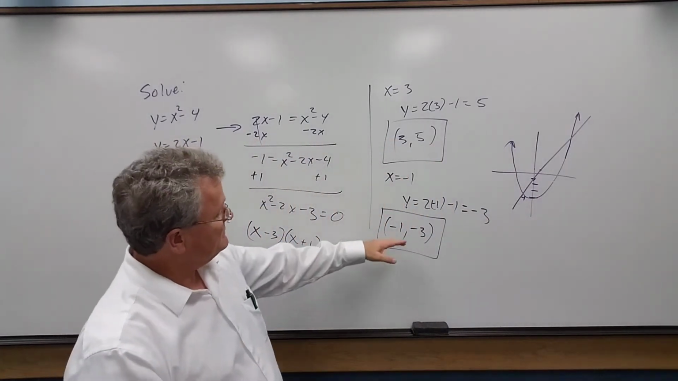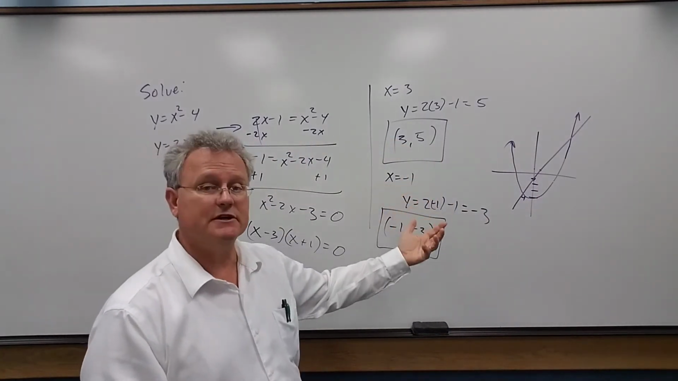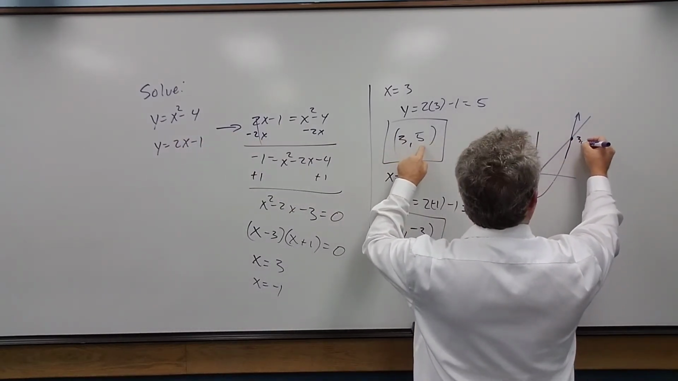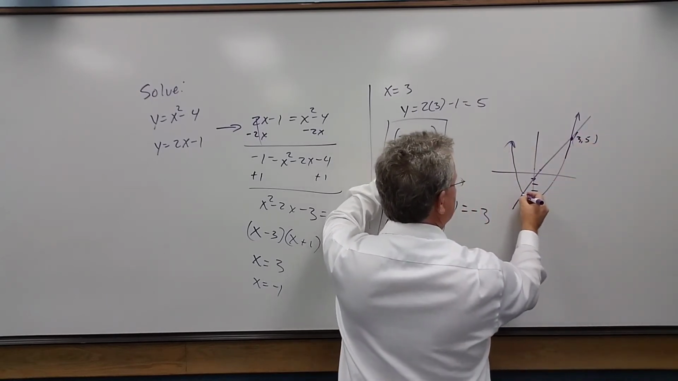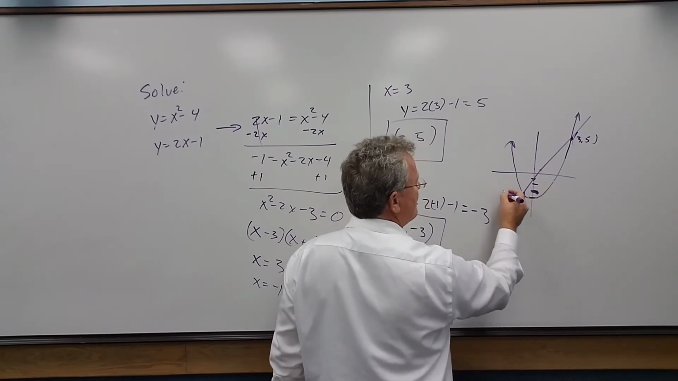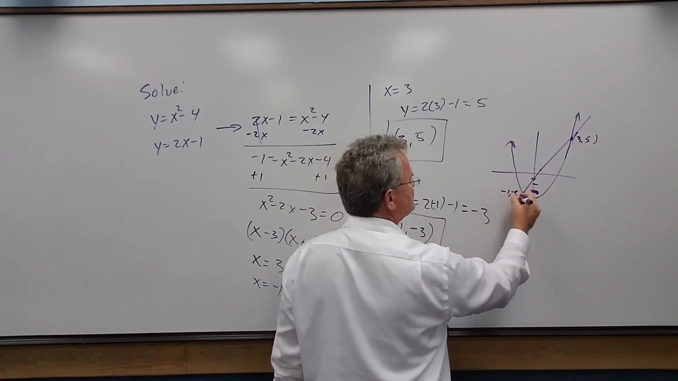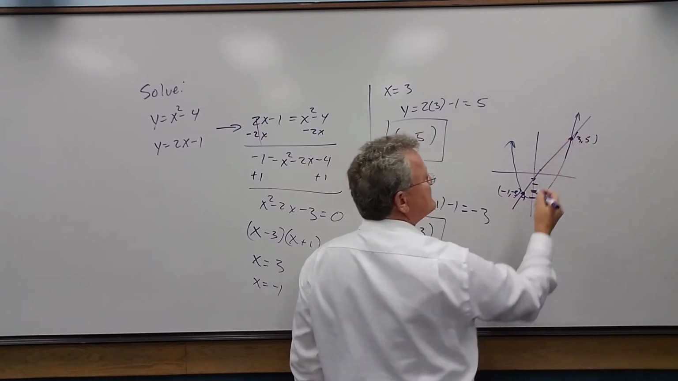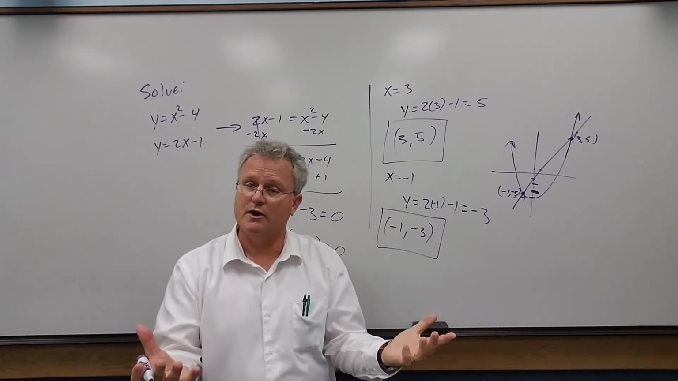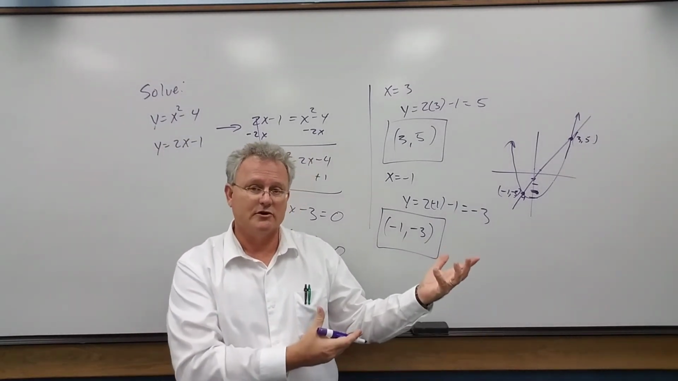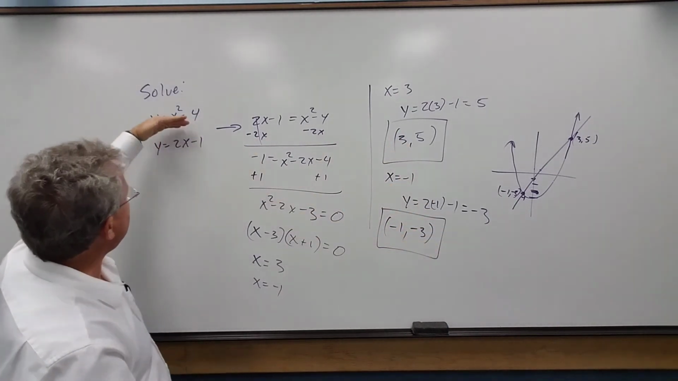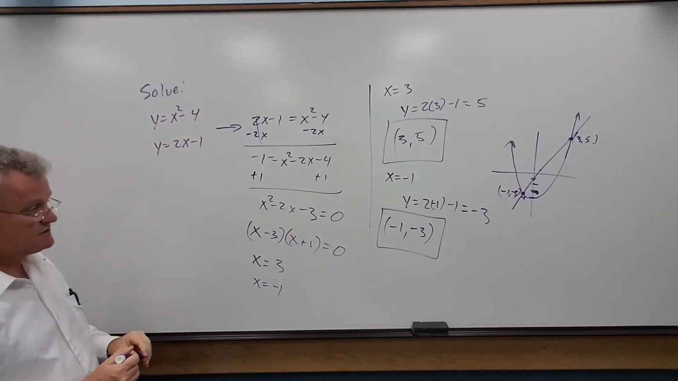What we found here, these are the two points where the two graphs intersect. This is the point x is 3, y is 5. This is the point x is negative 1 and y is negative 3. So that's what we're finding when we solve these, just like a system of 2 equations and 2 unknowns that we learned earlier. It's the same thing. We're finding the points where the graphs of the 2 equations intersect. All right.